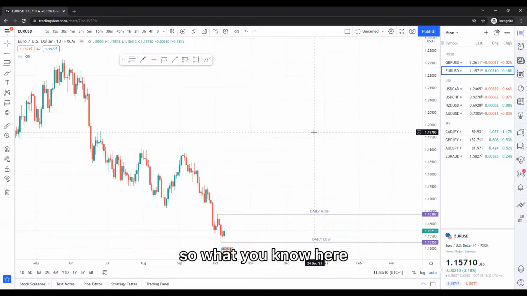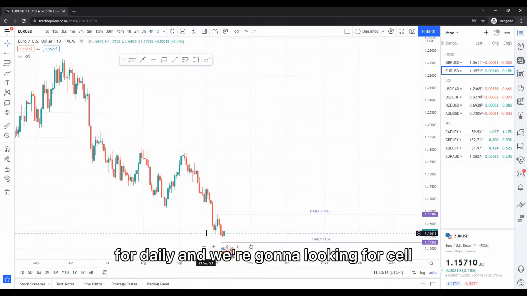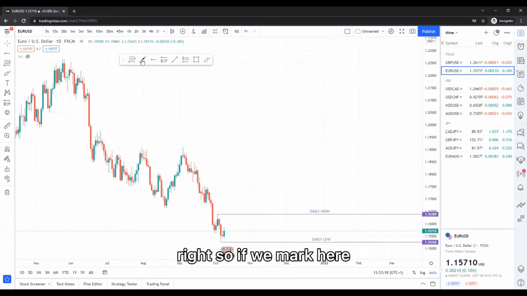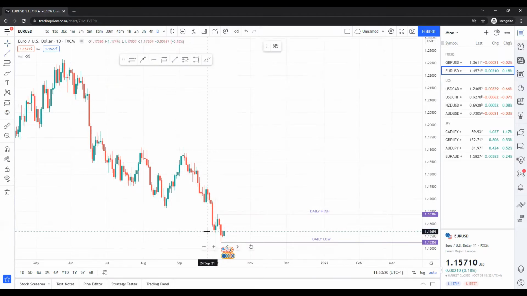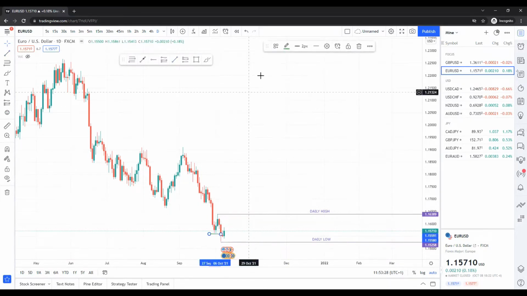So here you have a clear-cut breakout structure on the daily, and we're looking for a sell. If you mark here, that's the BOS.